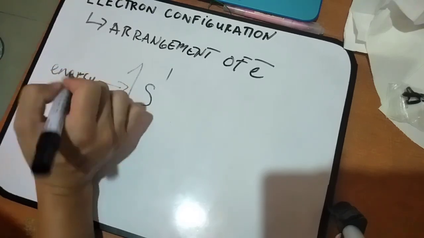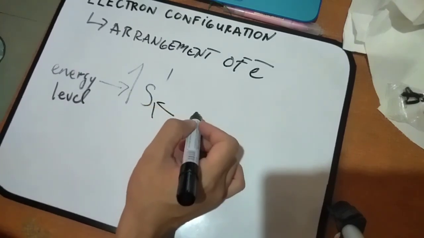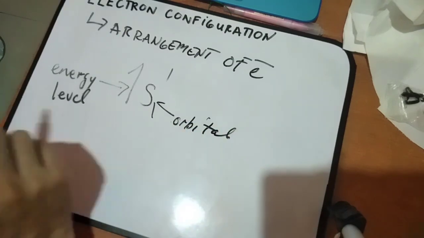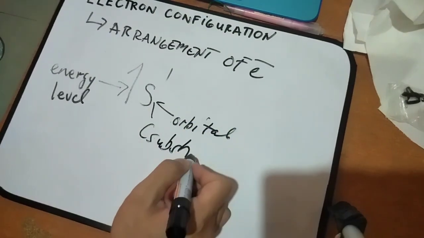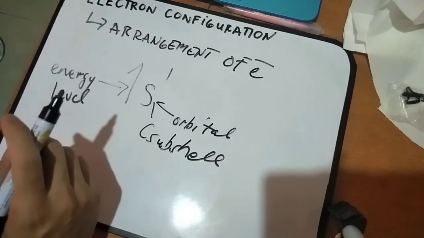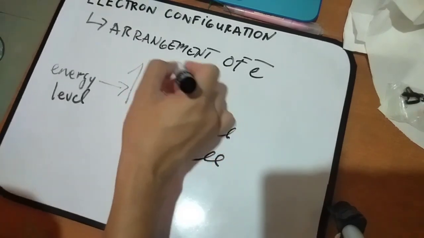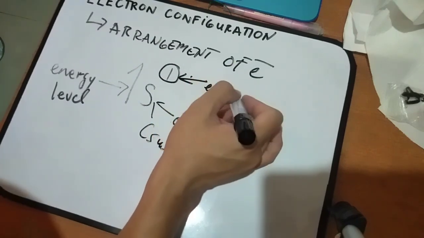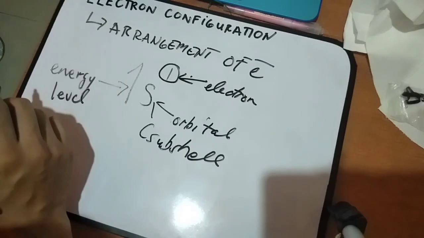This means this is your energy level. This is the type of orbital, or we call it as your subshells. And here on top is your electrons, or the number of electrons.